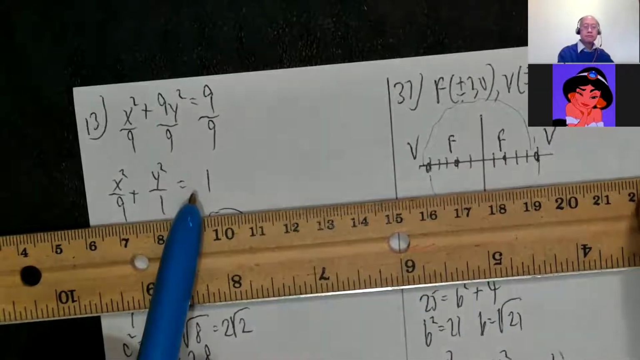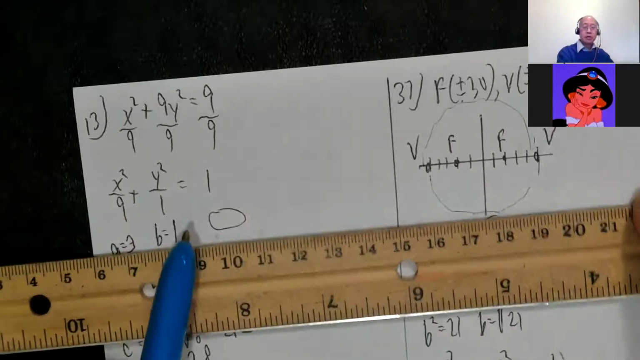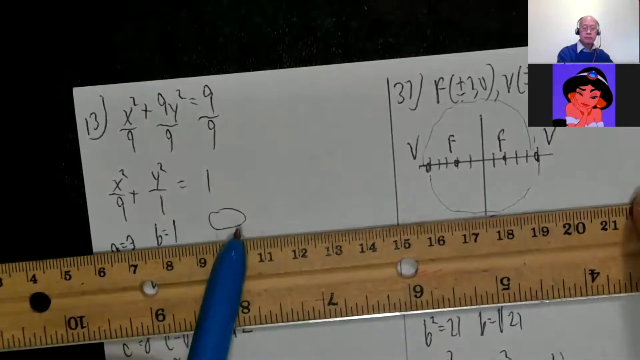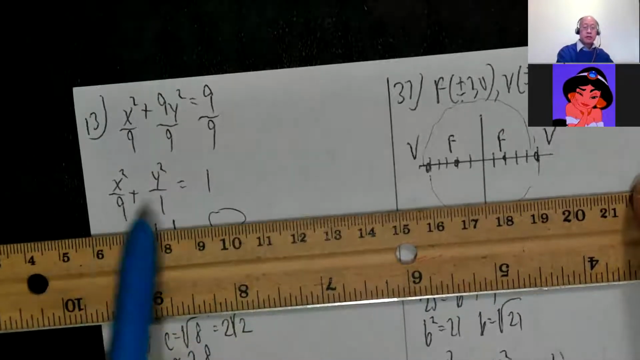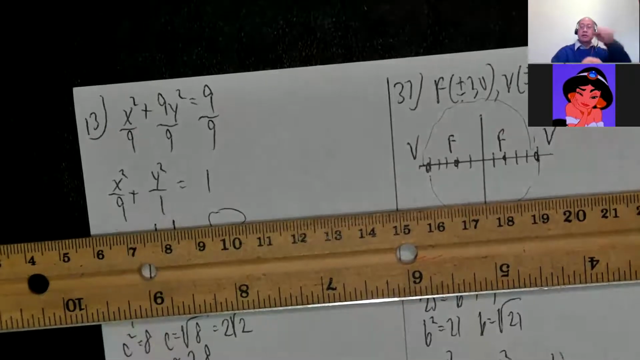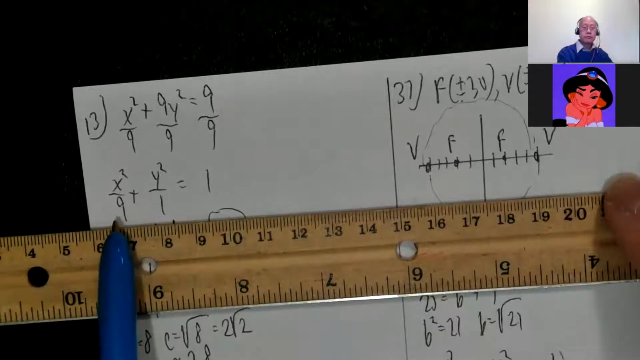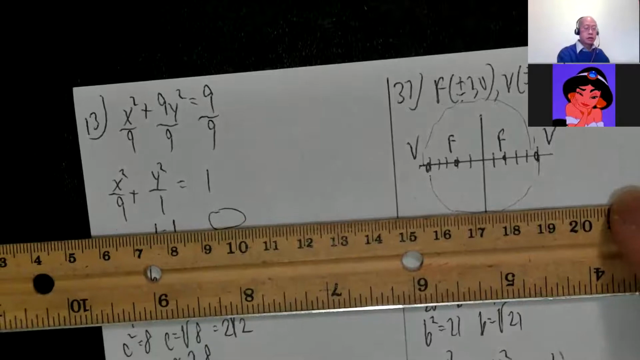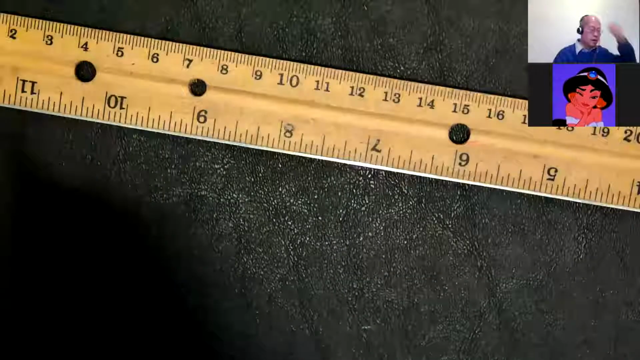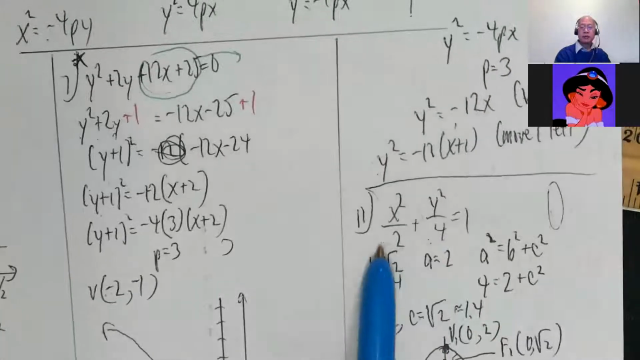Okay, this time the number under the x is bigger than the number under the y, so I know it's bulging horizontally. So again, which way is the ellipse bulging? This way or this way? You look at the numbers here. 9, 1, 9 is bigger. So X direction, it's bulging. The one I just showed you was the other way around, right? The number under the y is bigger than the number under the x, so it's bulging this way.